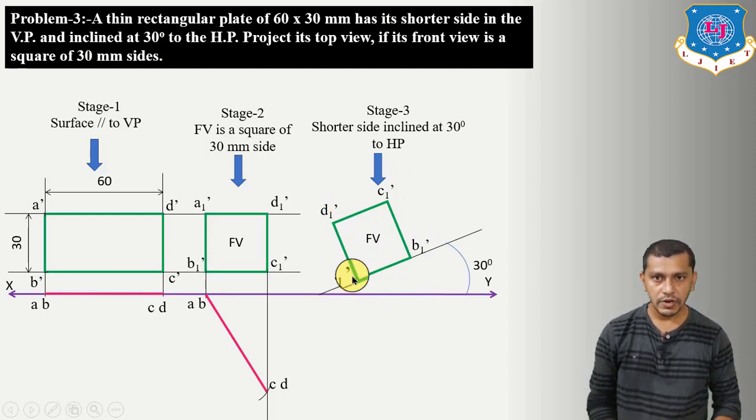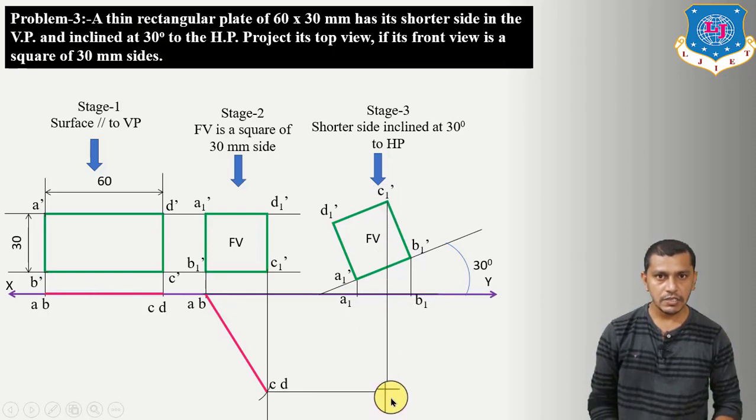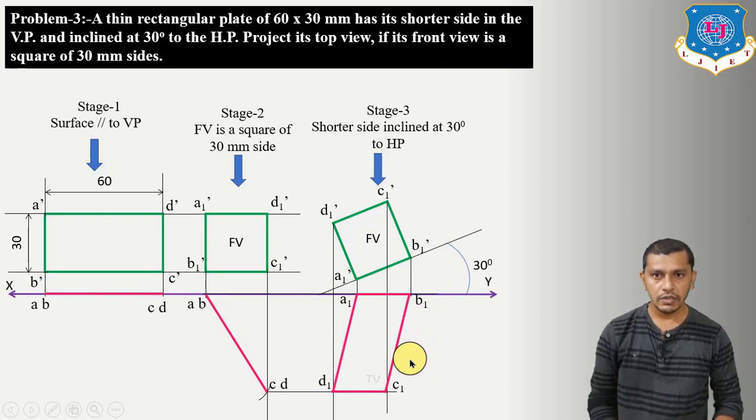Now project these points downwards, but before projecting these points downwards, first of all project the points AB, CD to draw the plan in the last stage. Then project these points downwards: A1 dash over here, here we will get A1, B1 dash over here, this will be B1, C1 dash over here, this will be our C1, and D1 dash downwards, here we will get D1. Connect these points and we will get the top view in the last stage, and it will be a parallelogram.